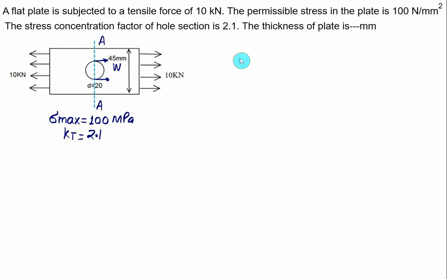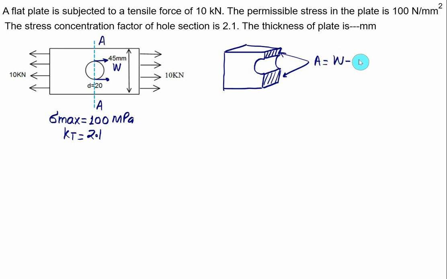Thickness we have to find out. So let the thickness be equal to h. We have a plate of width equal to 45 mm. Then we have a circular hole, and this one is the thickness. So this area will resist. Actually it is the same area. This is freehand. So this area will be equal to W minus the diameter of the hole, multiplied by thickness h. So first of all, we'll calculate the value of nominal stress.